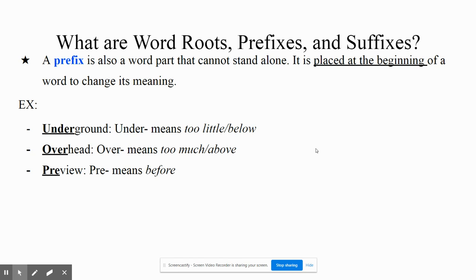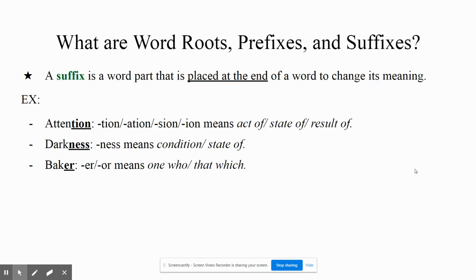And preview. If you even look at prefix, preview or prefix, pre means before. We know that a prefix goes before a word, a root word. So prefix, preview, before. And finally, suffix. Prefixes go before a word. Suffixes are placed at the end to change its meaning.